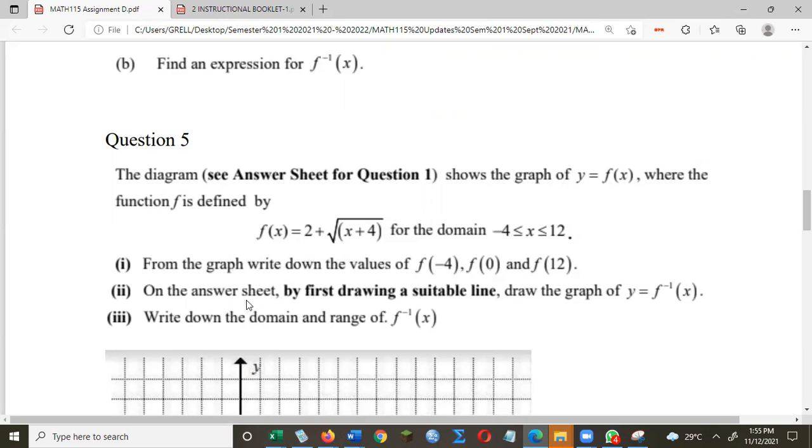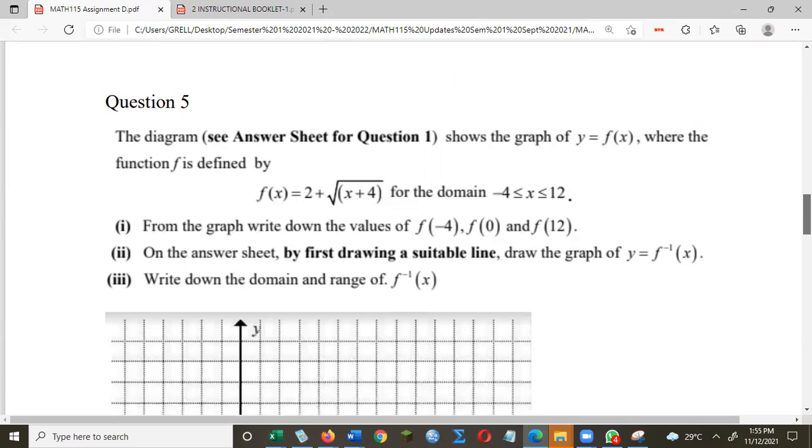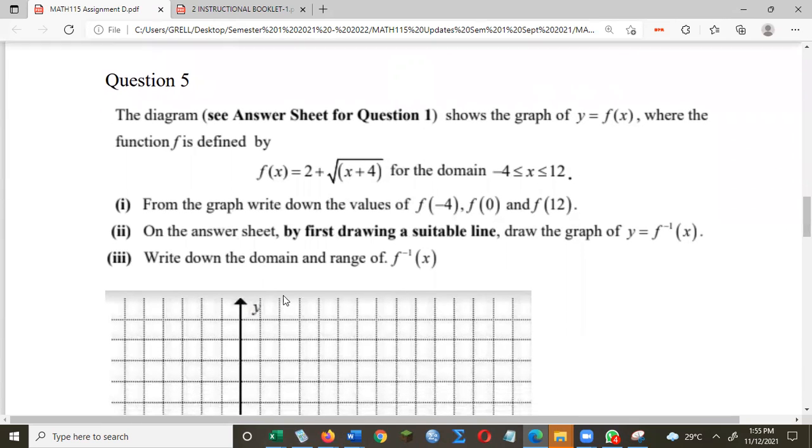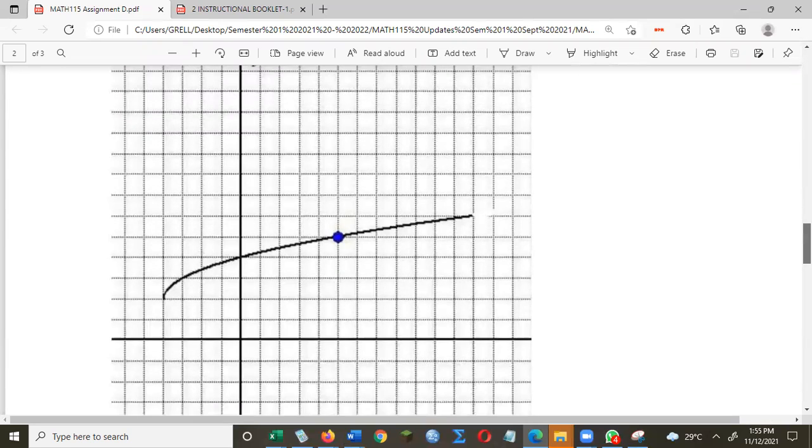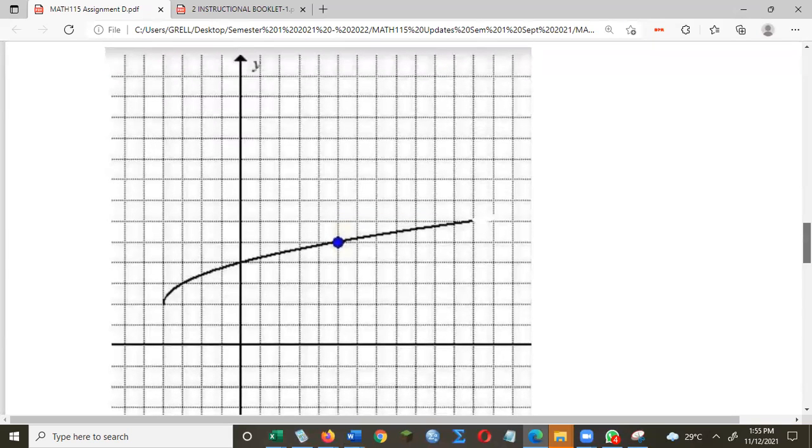Okay. On the answer sheet, by first drawing a suitable line, draw the graph of f inverse and write down the domain and range of the inverse. Write down the domain and the range of the inverse. And you have a graph paper. Okay. And you have to use that.